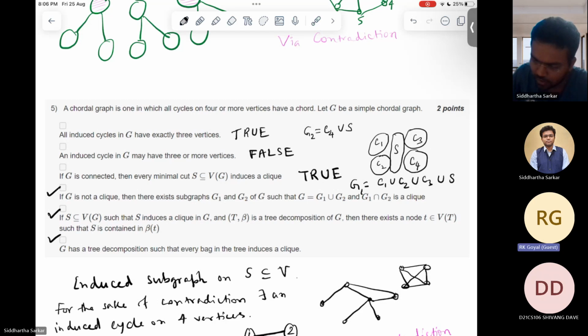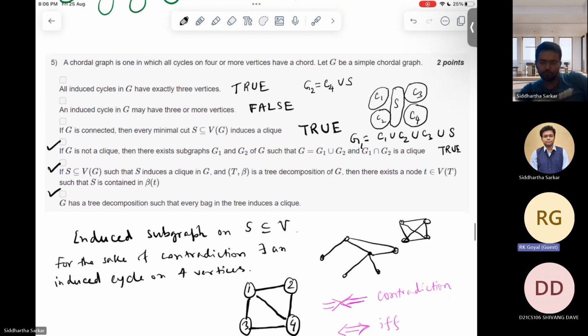If S is such that S induces a clique in G and T, β is a tree decomposition of G, then there exists a node T such that S is contained in β of T, right? So there exists a node T such that S is contained in the β of T. Here β is denoting the bags.